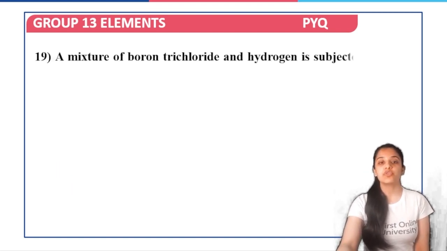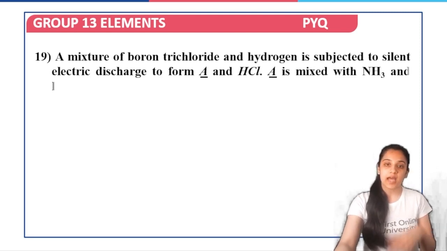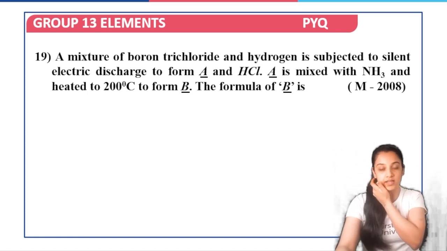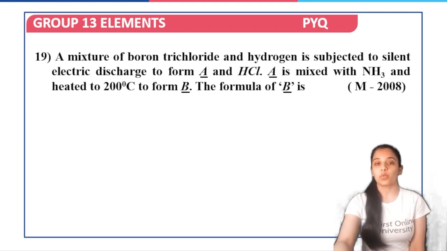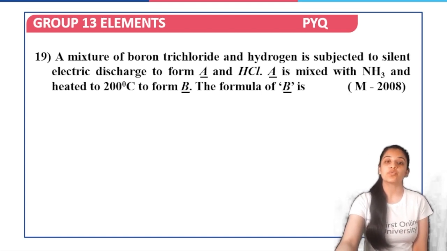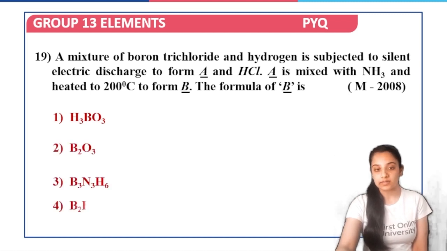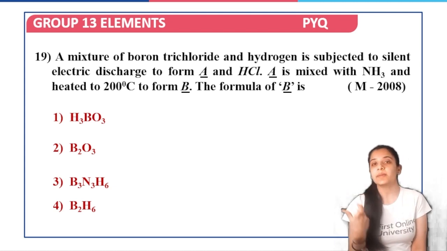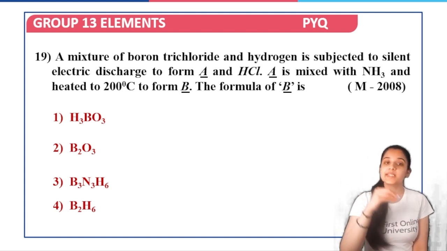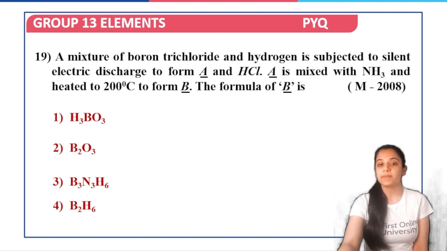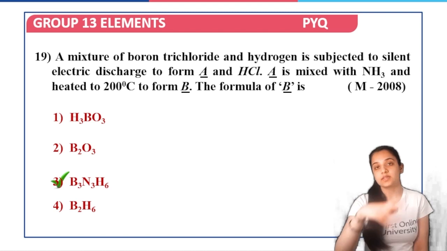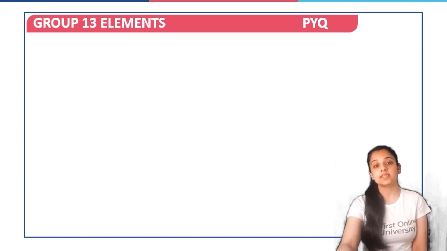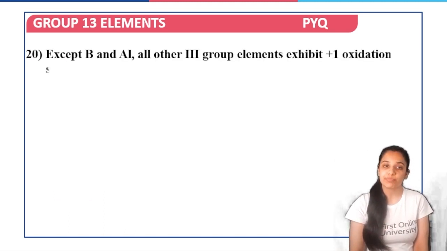Next question is: a mixture of BCl3, that is boron trichloride, and hydrogen is subjected to silent electric discharge to form A and HCl. And this A is mixed with ammonia and heated to 200 degrees centigrade to form B. You have to tell me what is B here. If you carefully see, the first reaction, BCl3 with H2, is giving B2H6 and HCl. Now when B2H6 reacts with ammonia, it gives B3N3H6, that is inorganic benzene, borazole. So option C is the correct answer. This is a reaction which we have already covered, so I need not repeat it.